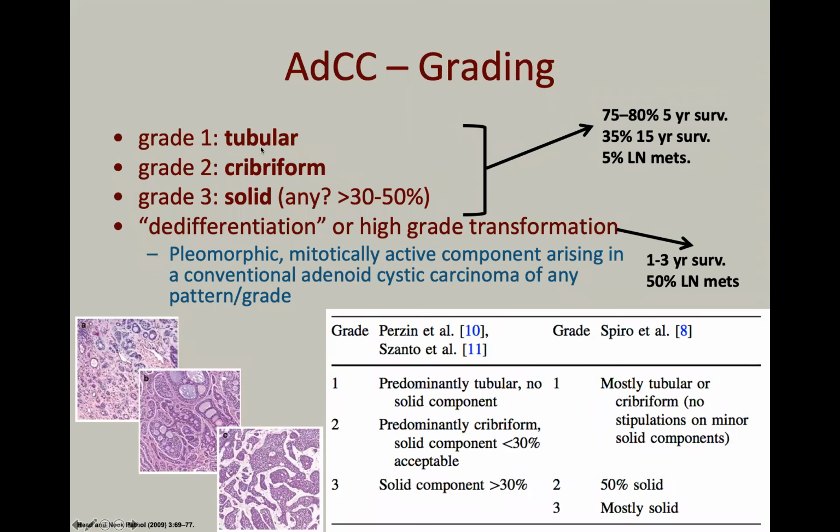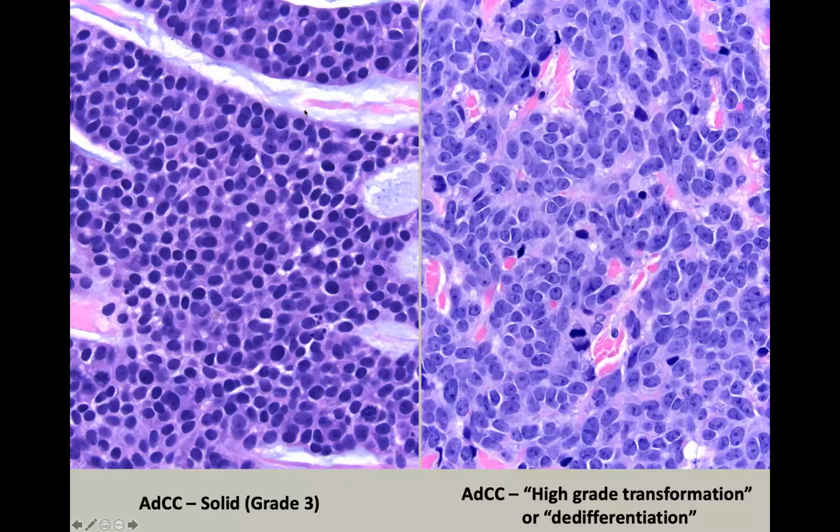Here's kind of the breakdown of the histologic grade and how they survive. However, even beyond solid adenoid cystic, you can still have increasingly high grade transformation, which is a sort of very pleomorphic mitotically active component arising in an adenoid cystic of any grade. And so here's what they look like. So this is solid, just regular solid adenoid cystic, so-called grade 3, right, where you don't really have too much architecture, but the nuclei are small, round, dark, without prominent nucleoli, without mitoses.